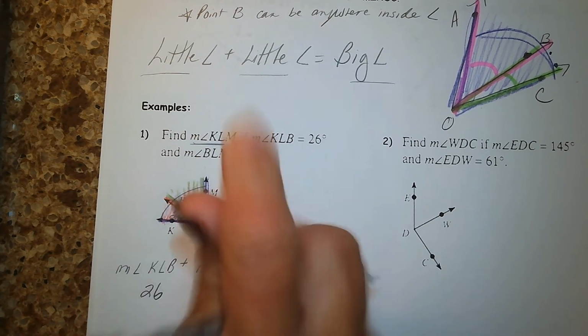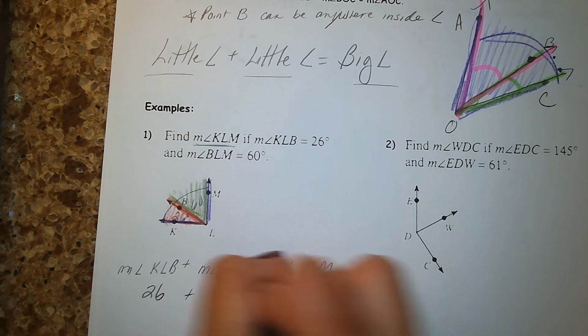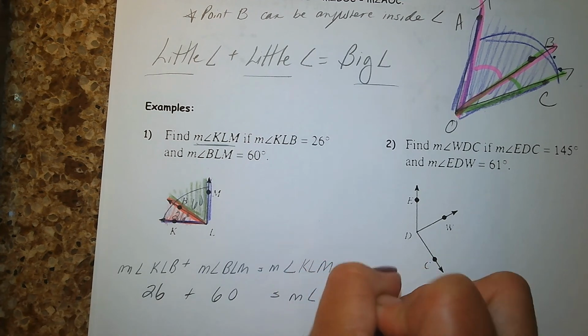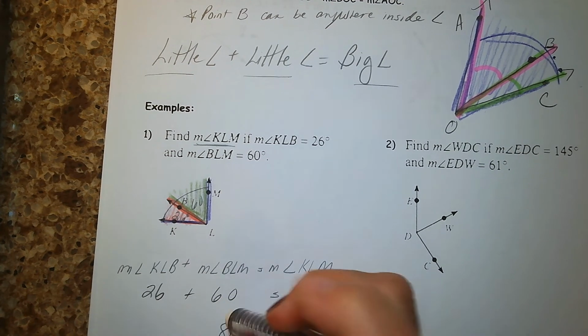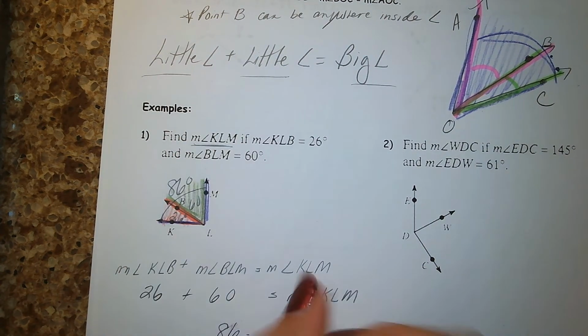So let's plug in our numbers. KLB was 26. We were told that right here. BLM is 60, and that is going to equal the measure of the entire large angle, KLM. And of course, 26 plus 60 is equal to, I'm sorry, 86. So there we have that entire angle is 86 degrees.